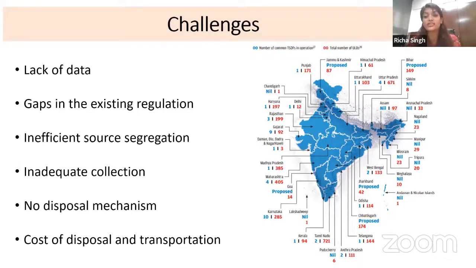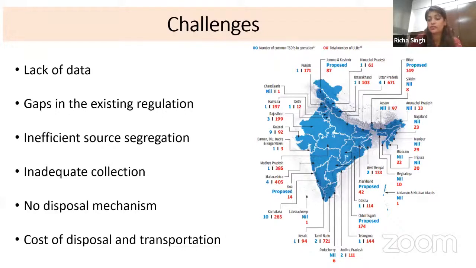So basically these CSW TSDFs are serving the industries, not the cities. That is also something for us to consider. Cost of disposal and transportation is also shared by many of the ULBs who are working with us. It's really difficult for them, even if they are getting segregated domestic hazardous waste and have a proper mechanism for collecting it, because the disposal costs are extremely high, and also the transportation costs, because these TSDFs are common TSDFs.